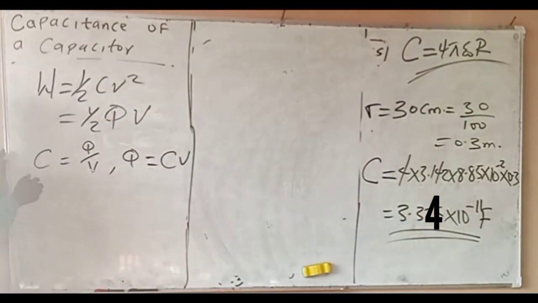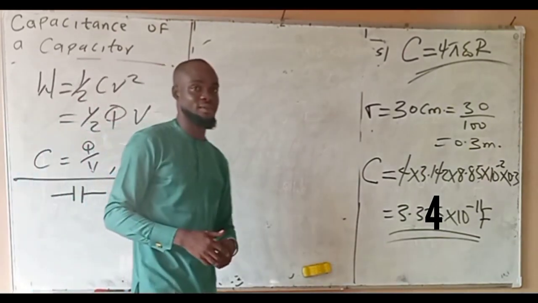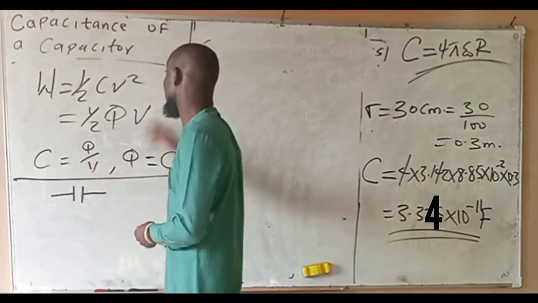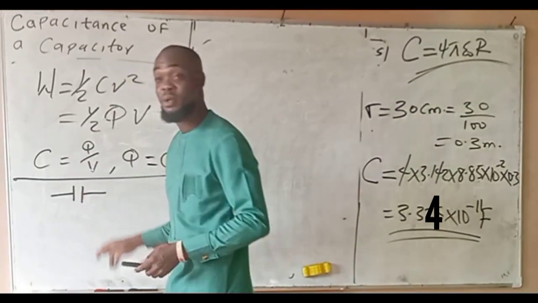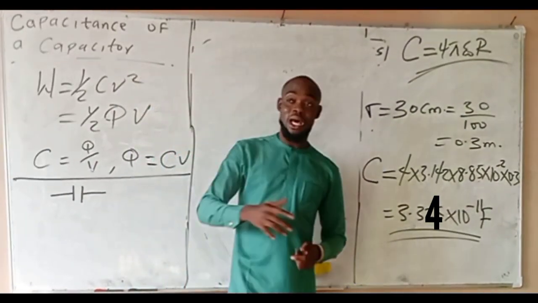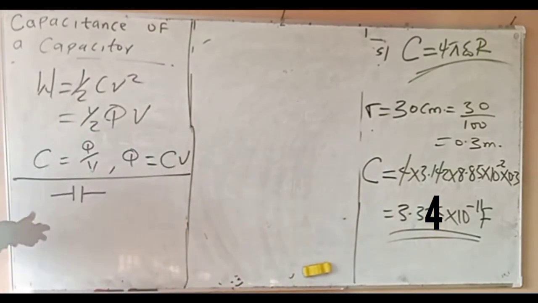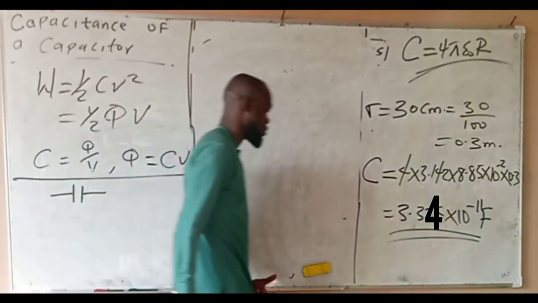Now take note of this. The symbol of a capacitor is this. This is a symbol for a capacitor. If one terminal is negative, the other terminal will be positive. Remember, for a cell, one terminal will be longer than the other. We'll do that when we get to current electricity. Think of that, electronics.